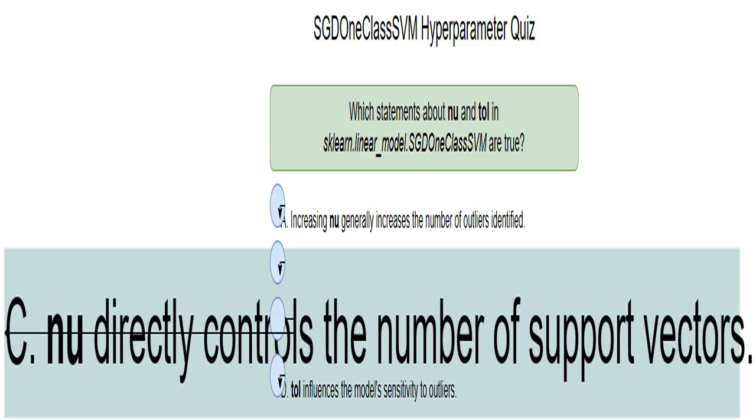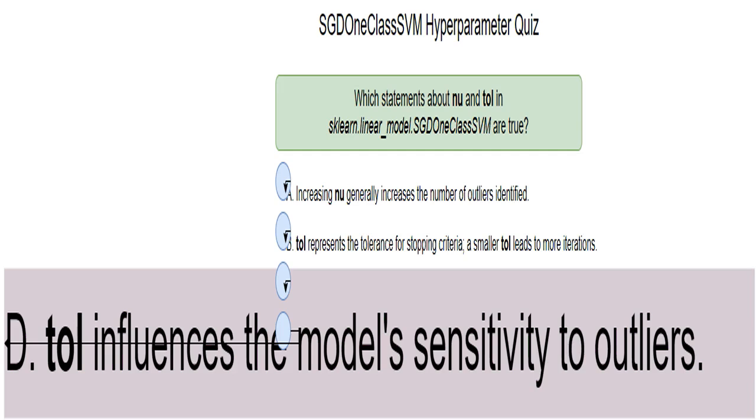This is false. While nu influences the number of support vectors indirectly by setting a lower bound, it doesn't directly determine the exact number. The actual number of support vectors depends on the model's fit to the training data. This statement is false. The tol parameter only affects the training process, determining the accuracy of the final solution by setting the precision required before halting the iterative optimization. It does not change the algorithm's capacity to detect outliers.